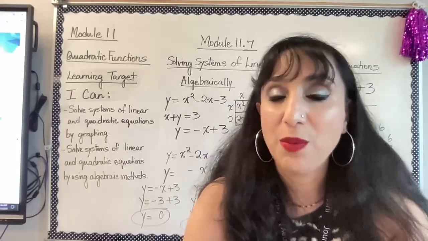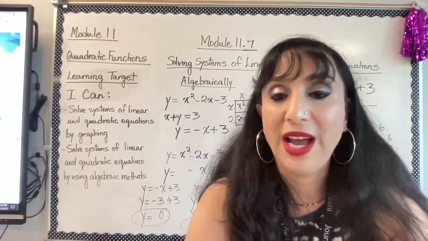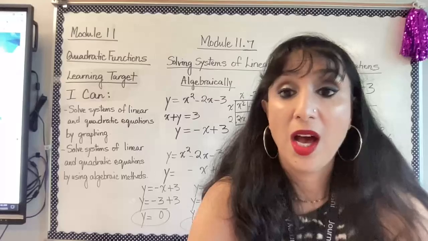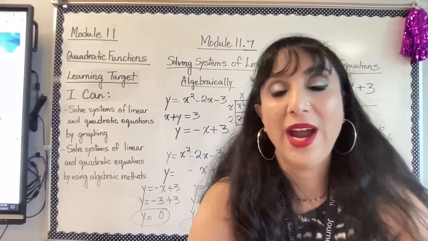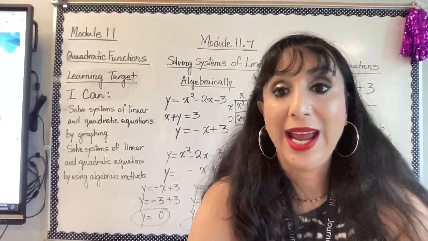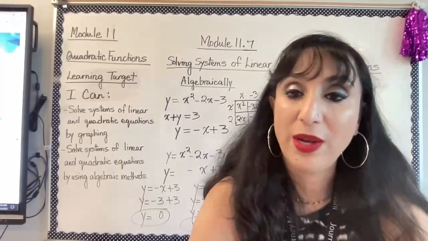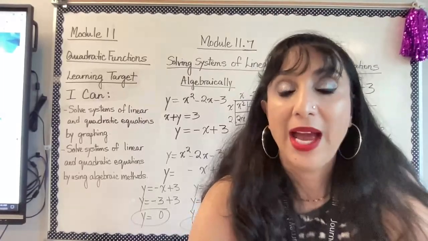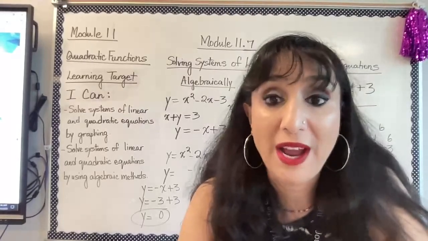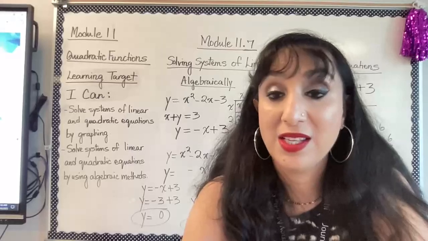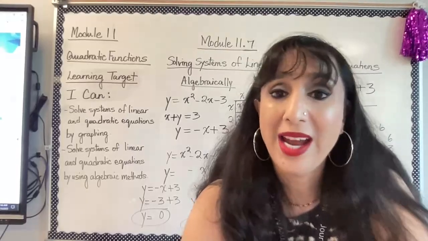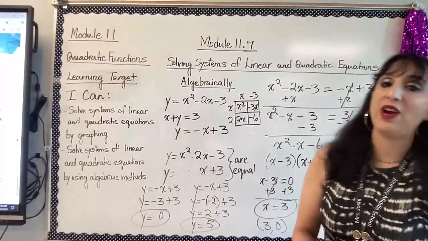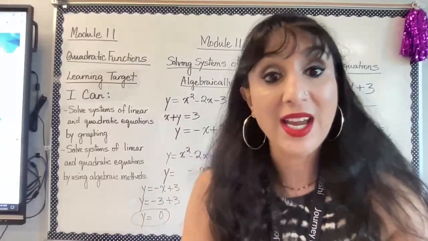We can also do it algebraically, where we are substituting the values for y, and then after that, of course, we are going to solve for x, and then we have got to put that x back into one of the equations to find the ordered pairs or the solutions in this case. And then we can, of course, graph it to check if the solutions are correct or not. And that is module 11.7, solving systems of linear and quadratic equations, graphically and algebraically.